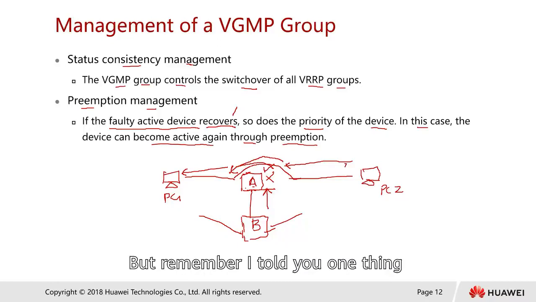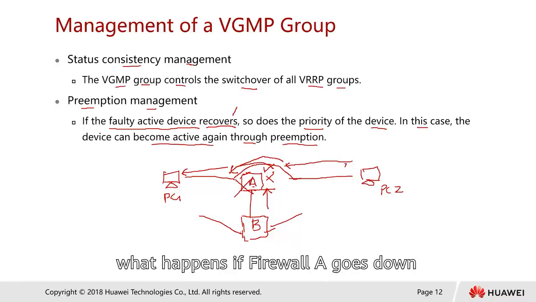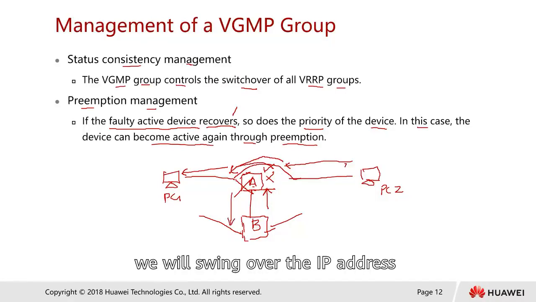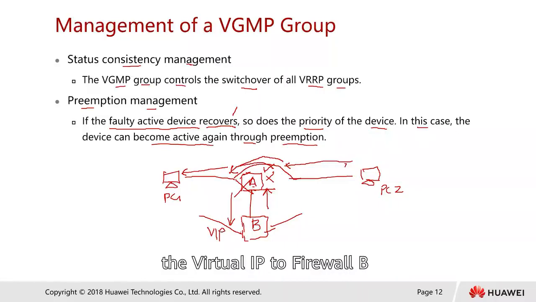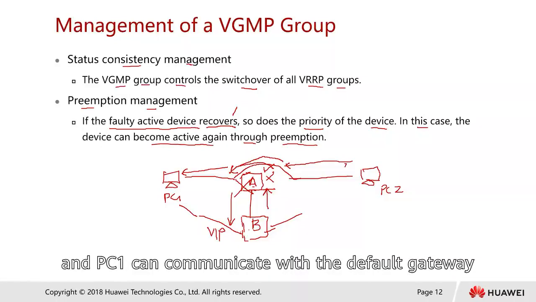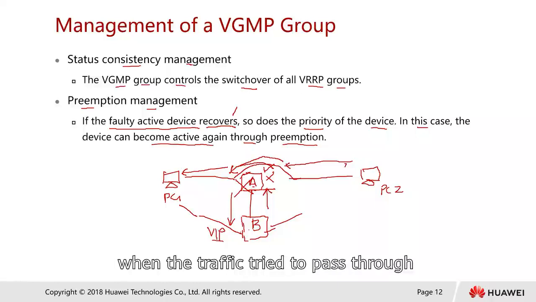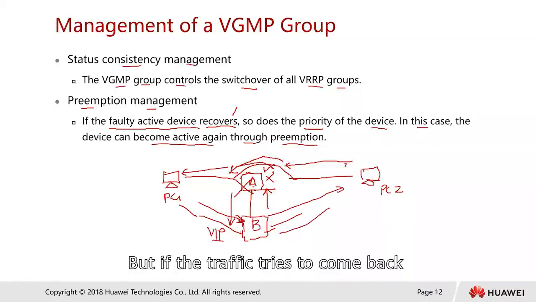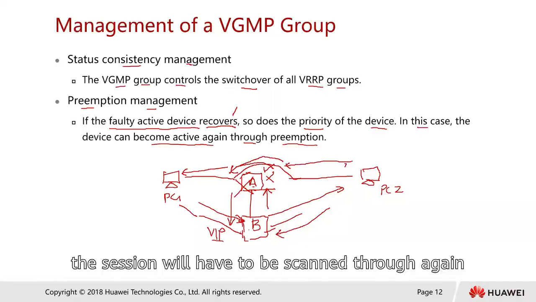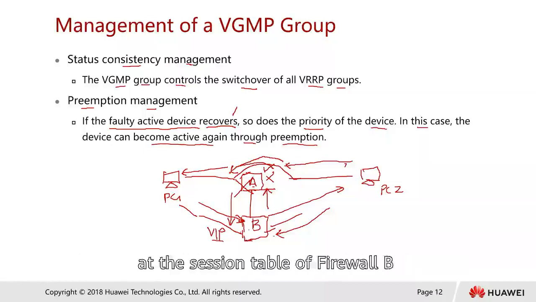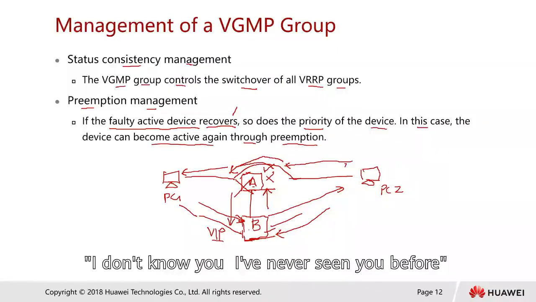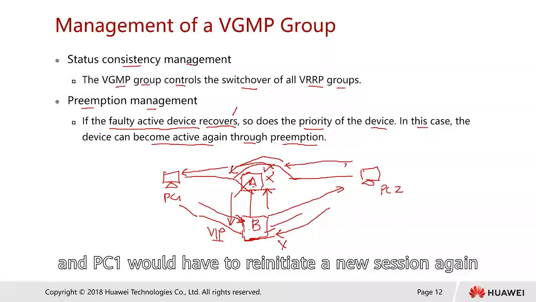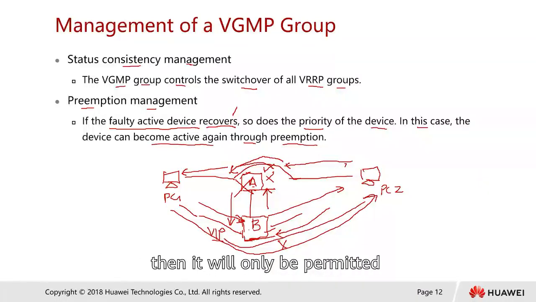But remember I told you, what happens if firewall A goes down? We will swing over the virtual IP address to firewall B, and PC1 can communicate with the default gateway. But unfortunately, when the traffic passes through, if it is going out, it is okay, but if the traffic tries to come back, the session will have to be checked against the session table of firewall B. Firewall B says, I don't know you, I have never seen you before, and therefore the returning packet will be dropped, and PC1 will have to reinitiate a new session to communicate with PC2, and only when the traffic comes back will it be permitted.